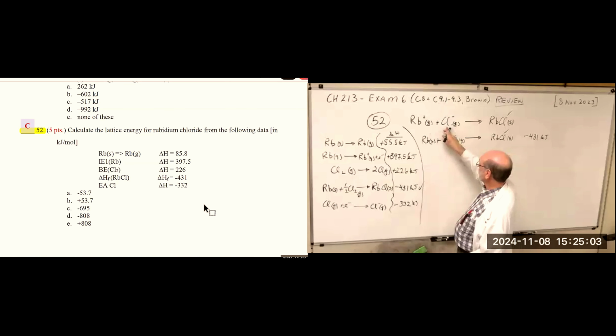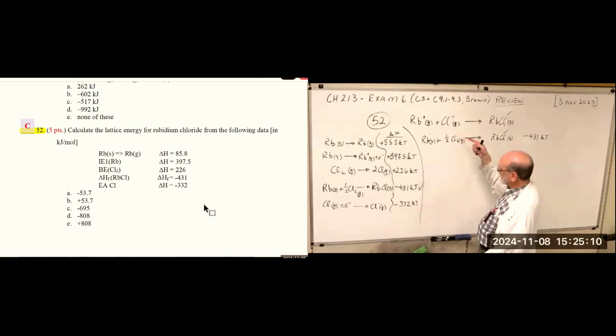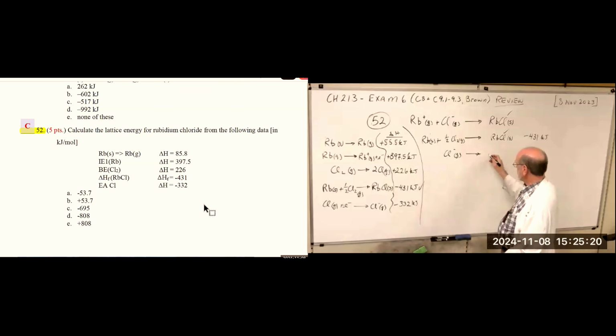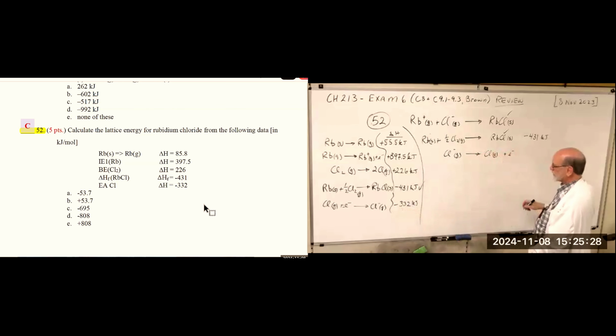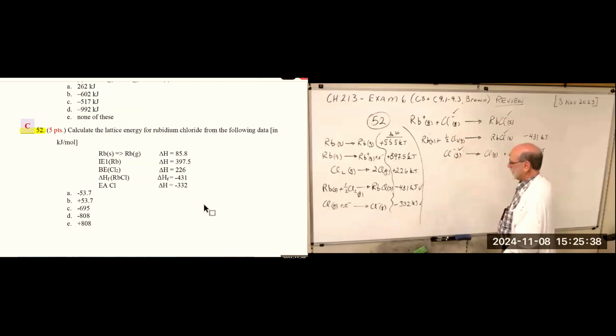Okay, now we want to get this chlorine minus here. All right, that one has to be flipped to put the chloride ion on the correct side. So we've got to put the chloride ion here, and then put the chlorine gas plus the electron on this side. That means we have to change that sign, plus 332. Okay, that was covered here.